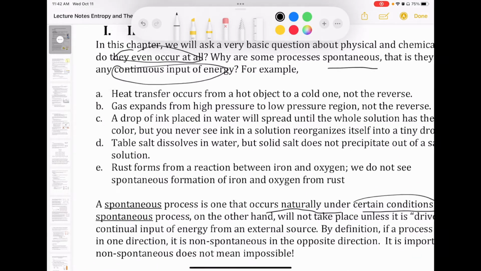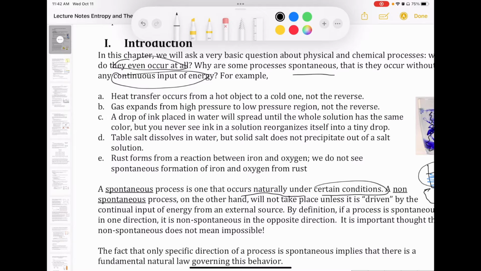Okay. Now, what are some other examples of spontaneous processes? I've listed a few here. When a gas expands, it always expands from high pressure to low pressure. So when you have wind, it's coming from a high pressure area where there are a lot of gas particles moving to a low pressure area. Heat transfer, that's the one that's really easy to see. It always goes from a hot object to a cold one.